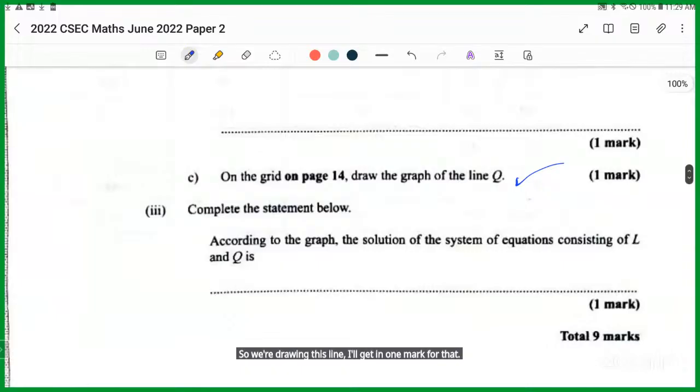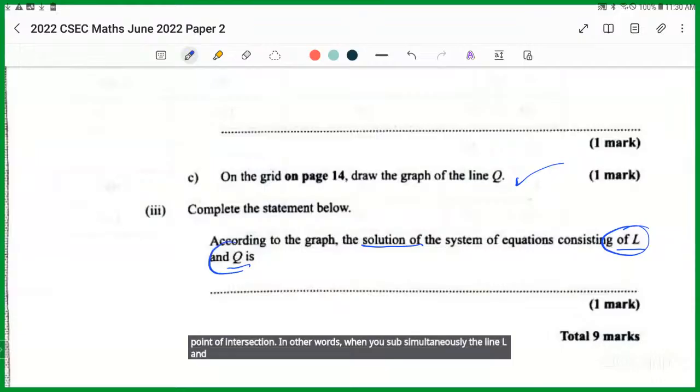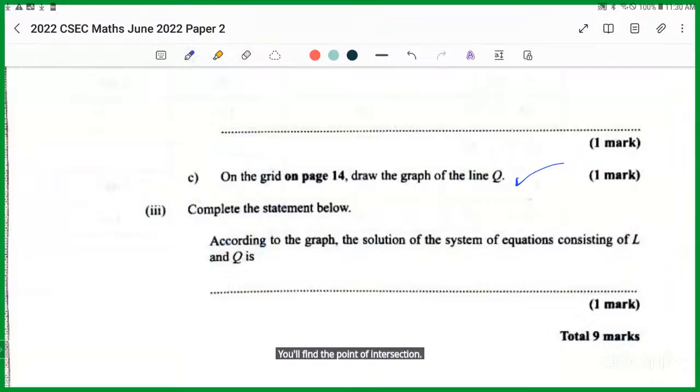Here now it says, complete the statement below. It says, according to the graph, the solution of a system of equations consisting of line L and Q is the point of intersection. In other words, when you solve simultaneously the line L and the line Q, you're finding the point of intersection. And the solution will be the intersecting point. It will be the point 3, 2. This is the answer. That's what the question is asking for.